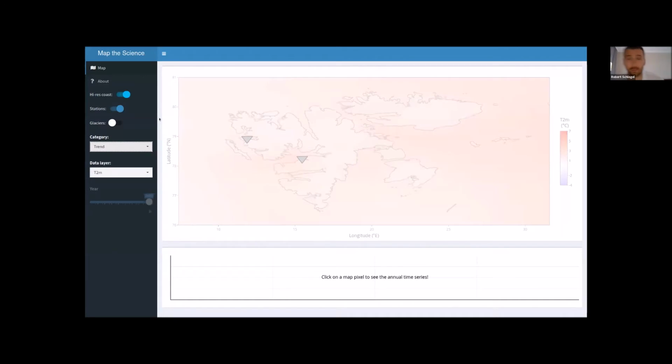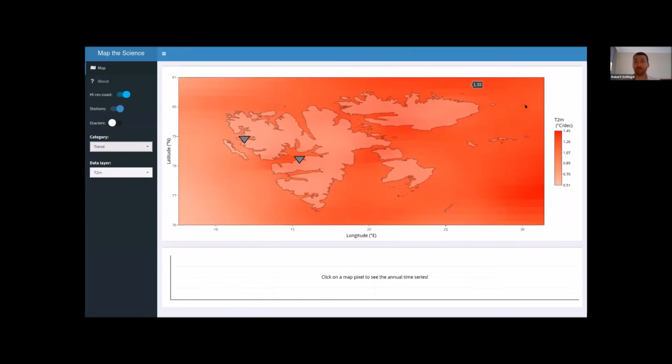So the landing page then is first the trends in data. And so up front, we use the trends in air temperature because it's the most dramatic picture, right? And so when we look at these data, what we're seeing is the trend from 1979 to 2020. And the values themselves, as you mouse over each pixel, these values are the decadal trend, right?